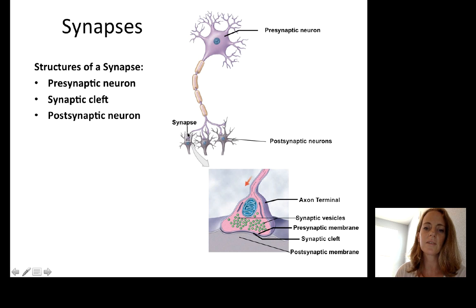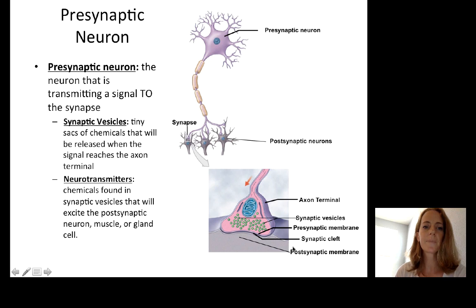And then we zoom in just on this one single synapse, and you'll see here we have the axon terminal with the axon coming in, the synaptic cleft, which is the space between, and the postsynaptic cell membrane, which is usually the dendrite. So within the presynaptic neuron, we're going to have synaptic vesicles. These are tiny little sacs or little bags of chemicals that will be released when the signal reaches the axon terminal. Within the synaptic vesicles are the chemicals that are going to excite or send signals to the postsynaptic cell, muscle, or gland, and those are the neurotransmitters.